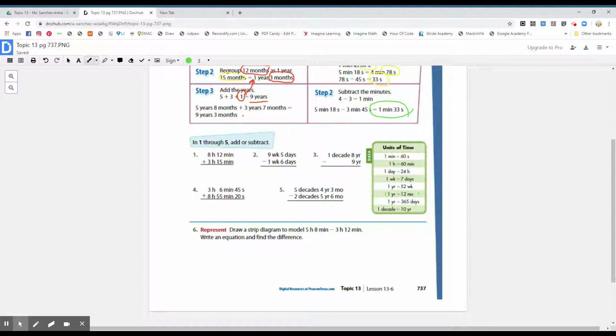We had some lessons on it yesterday. We had some lessons on the previous page. Let's tackle a new one, boys and girls. Let's tackle number 2. 9 weeks, 5 days. Subtract 1 week and 6 days.